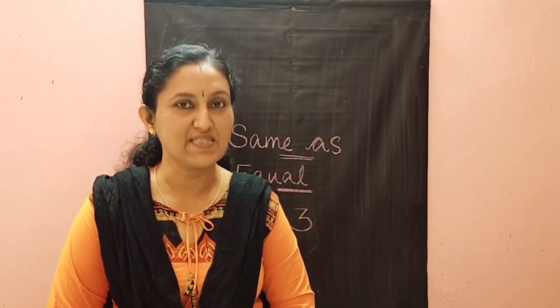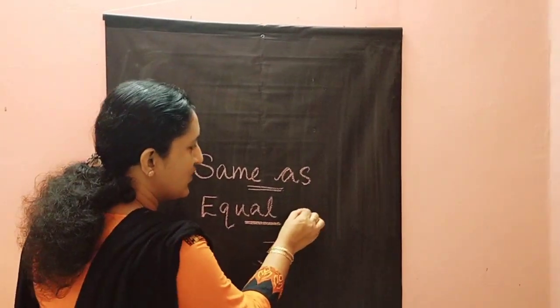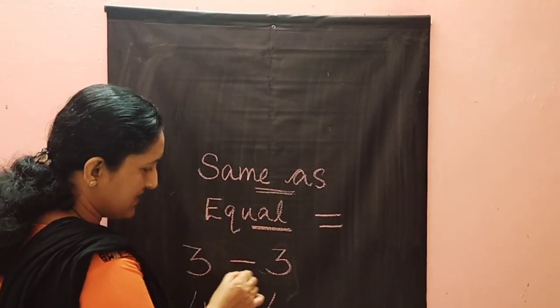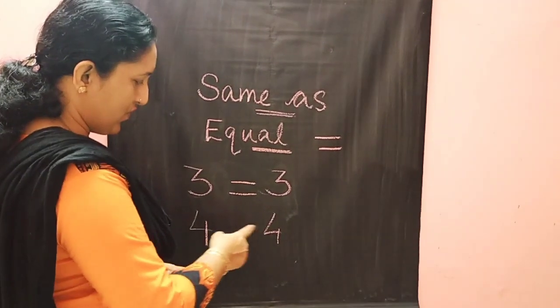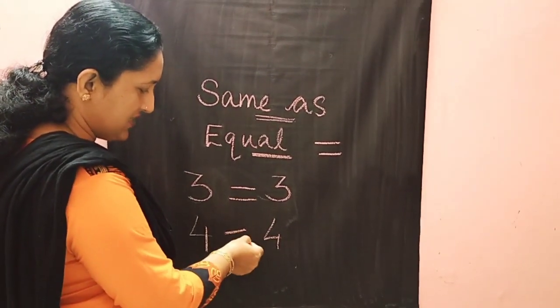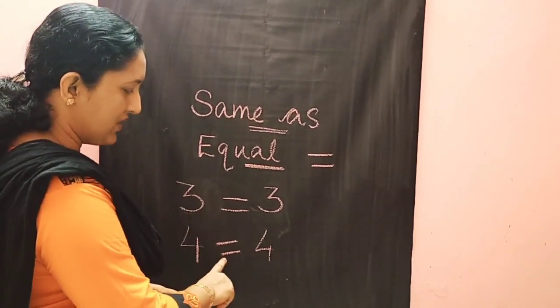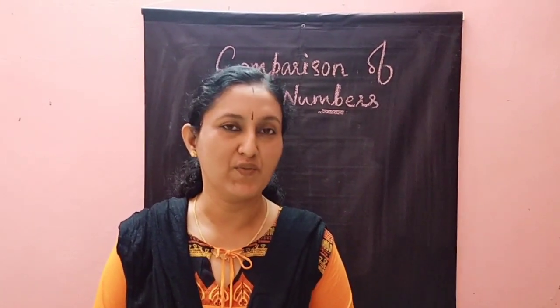There is also one symbol. All of you know which is that symbol? Yes, the equal symbol. So here we can use the equal symbol. 3 equals 3. Here also 4 and 4. Here also we can use the equal symbol. And how can we read this? 4 equal to 4. Okay, so we got 3 symbols to compare numbers. Which are they? Less than, greater than and equal symbol.